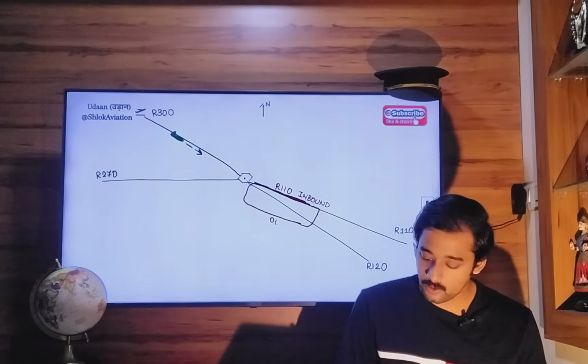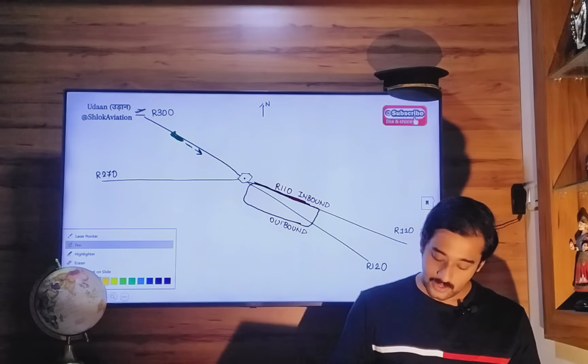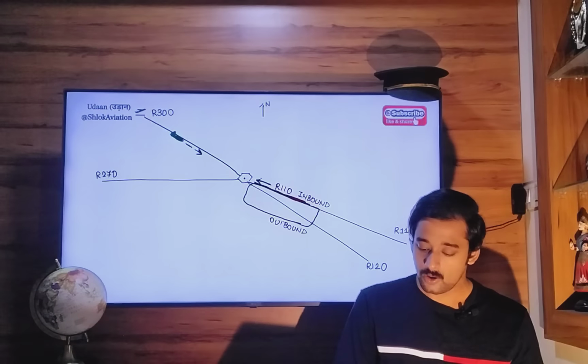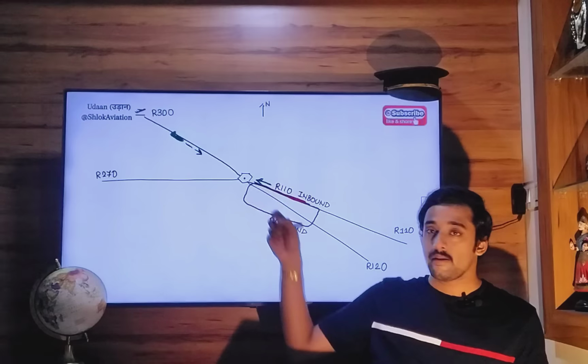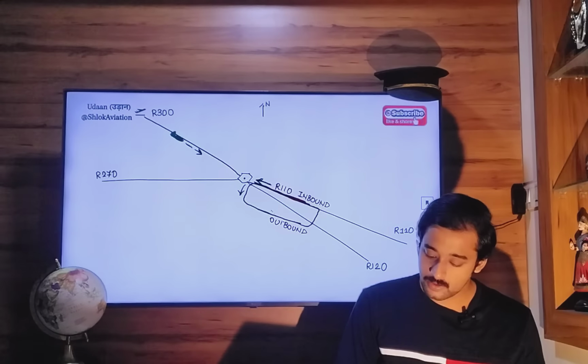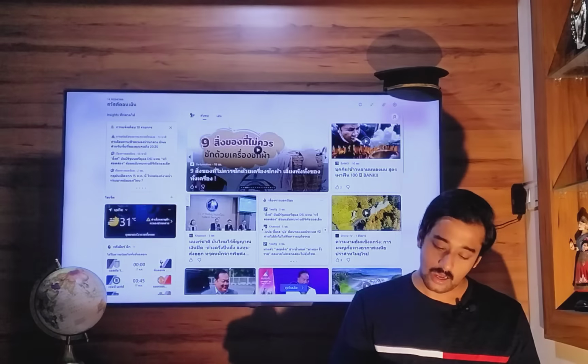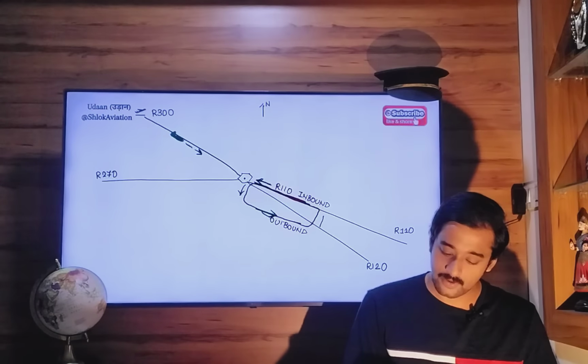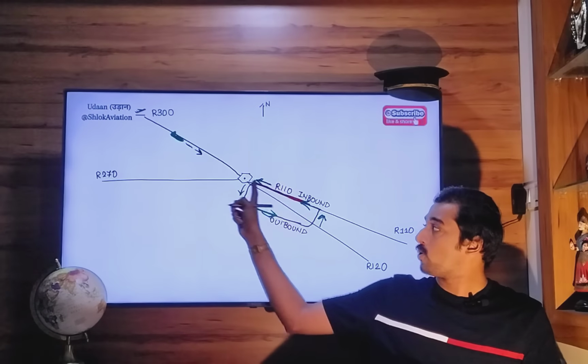This will be your outbound course. So basically, your aircraft will fly towards this station inbound on radial 110, make a left hand turn, then fly outbound, then again make a left hand turn, and then again fly inbound. So this is your hold.